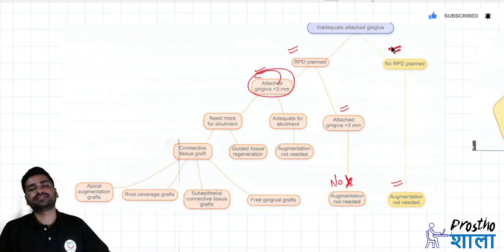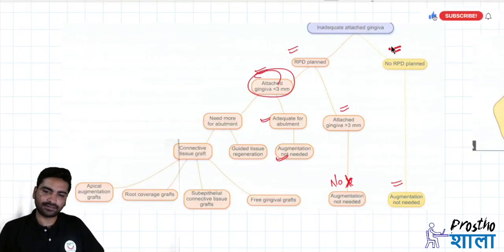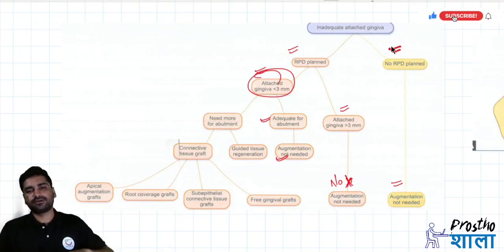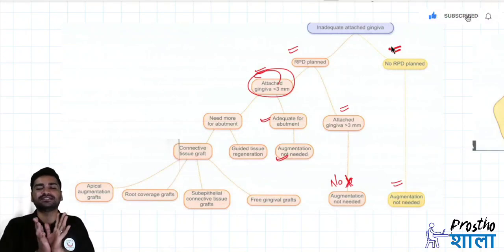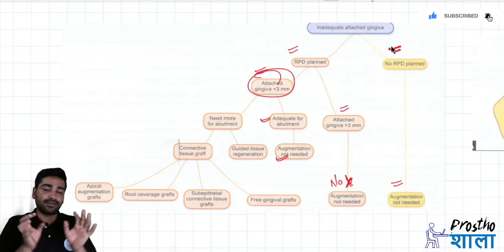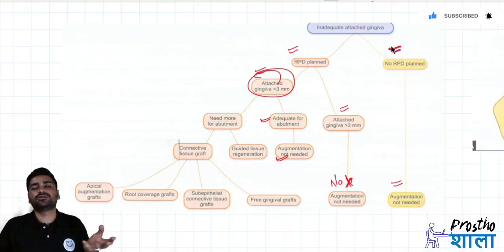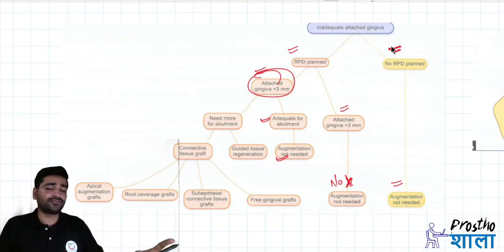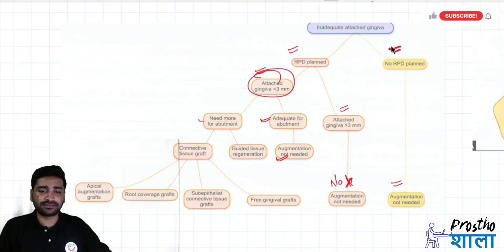But if the attached gingiva is less than 3 mm and it is adequate for the abutment, then again there is no requirement of augmentation. Okay, if you feel that the amount of attached gingiva, though less than 3 mm, is sufficient for my abutment teeth, then no need to go for augmentation. But if you feel that augmentation is required and it is not sufficient for an abutment, you have two options. First option is a connective tissue graft, second is guided tissue regeneration.